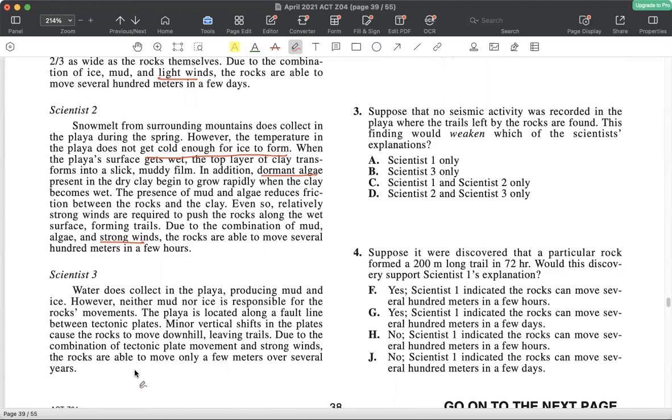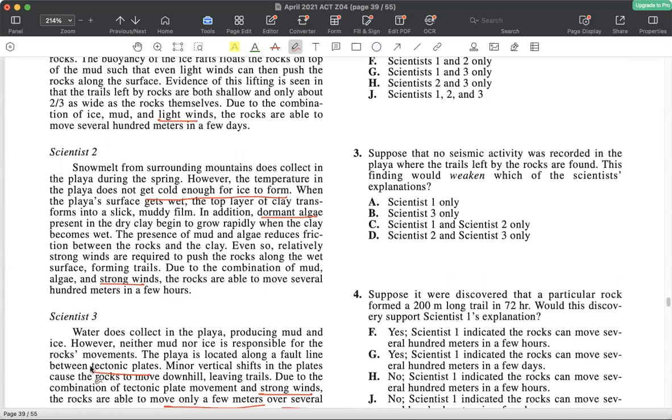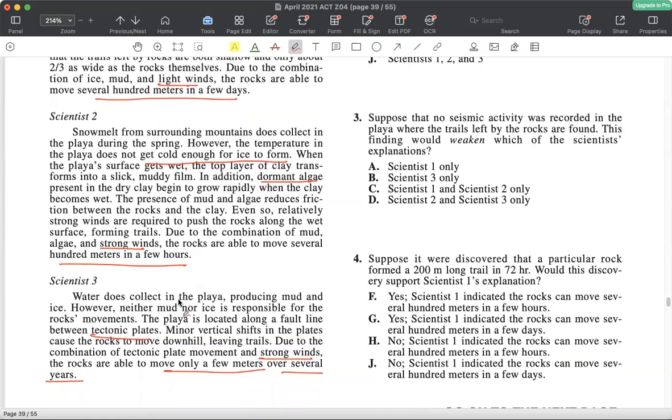Okay, so this scientist is focusing on tectonic activity and how that is responsible for the movement of rocks. He also believes that strong winds carry the rocks, but they move only a few meters over several years, right? So he's different from the other two in that the first person thought that they moved several hundred meters in a few days. The second person said that they moved several hundred meters in a few hours, while here the timeline is in years.